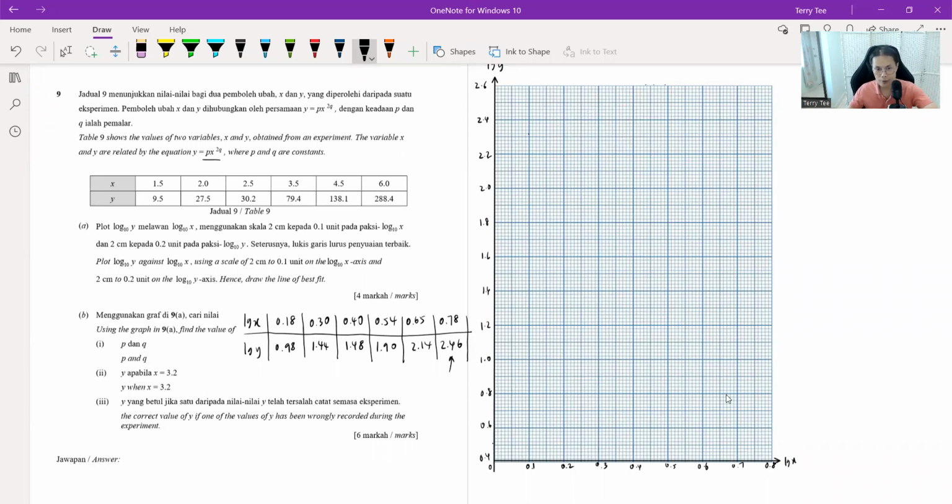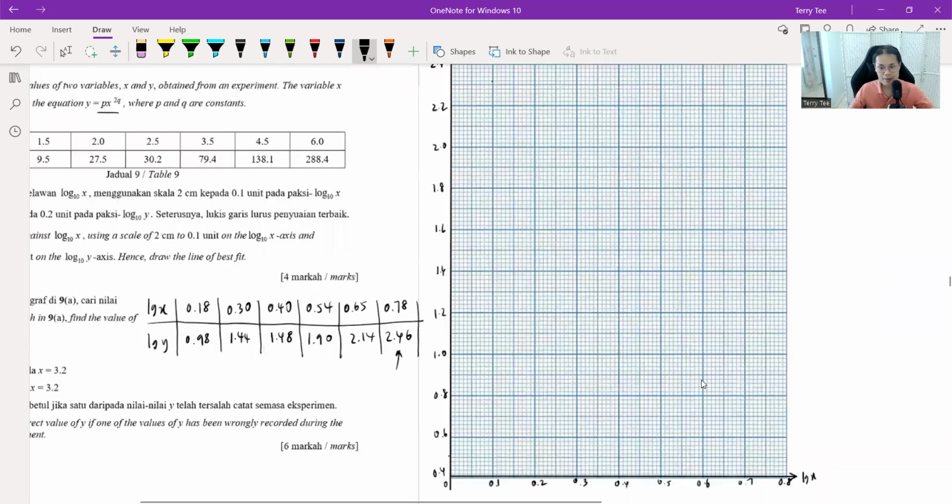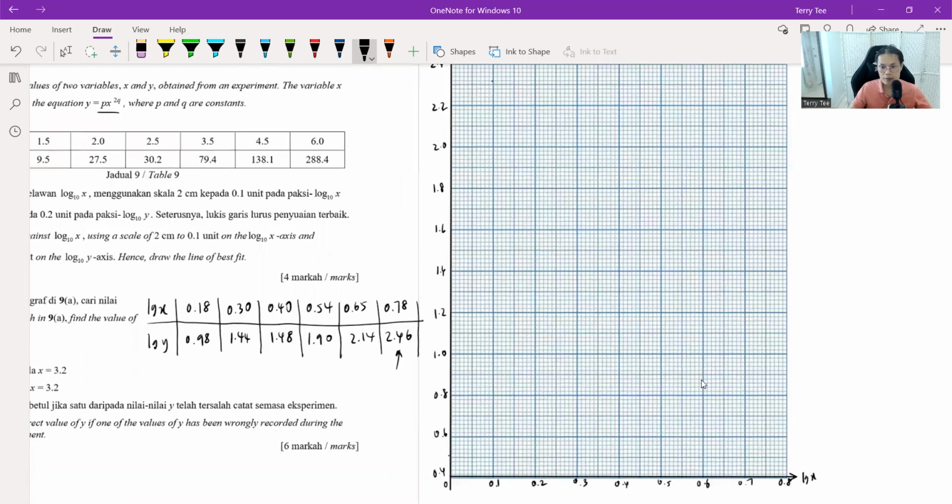0.18, 0.98. Okay, this one I need to zoom in, very small, can't see. So now the smallest box is 0.2. 0.98 should be here. Next, 0.3, 1.44, over here. Next one, 0.4, 1.48.